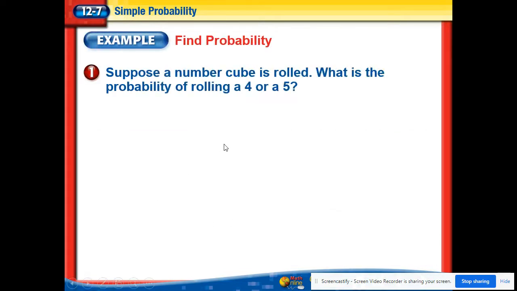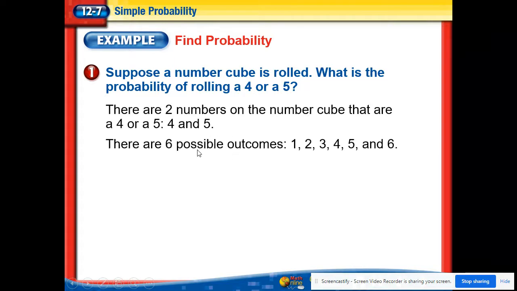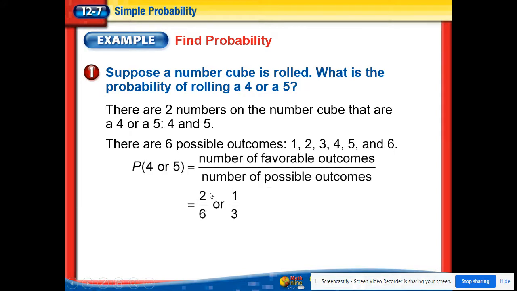All right, so suppose a number cube, a die, is rolled. What is the probability of rolling a 4 or 5? Well, most of you know a die, or dice, have 6 sides, most of the normal ones. So let's just talk about a normal 6-sided die. On a 6-sided die, there's 1 4 and 1 5. So there are 2 possibilities out of a total of 6 sides. So 2 numbers are 4 and 5, and there are 6 possible outcomes, 1 through 6. So in other words, we do 2 out of 6.